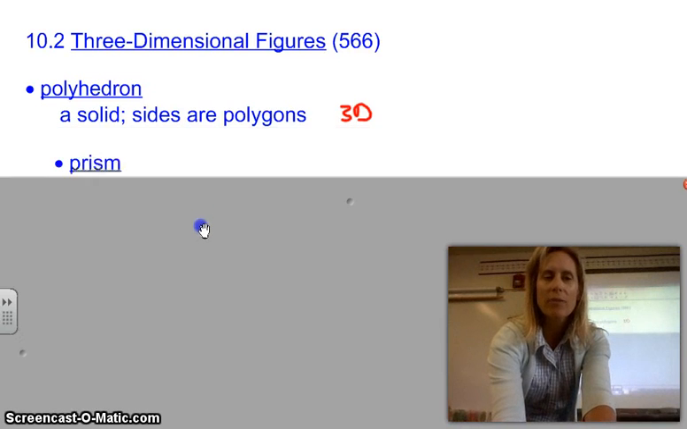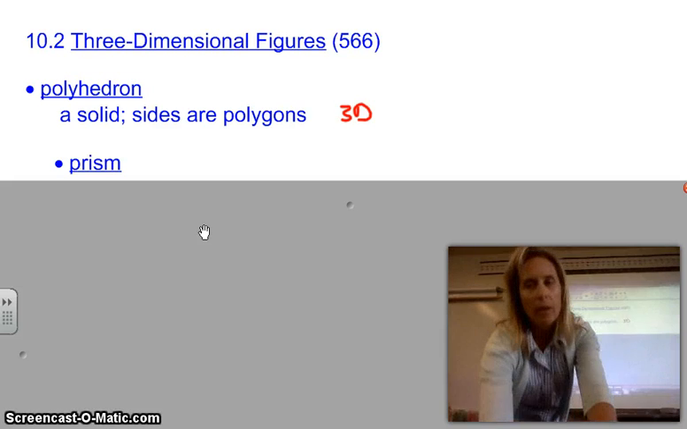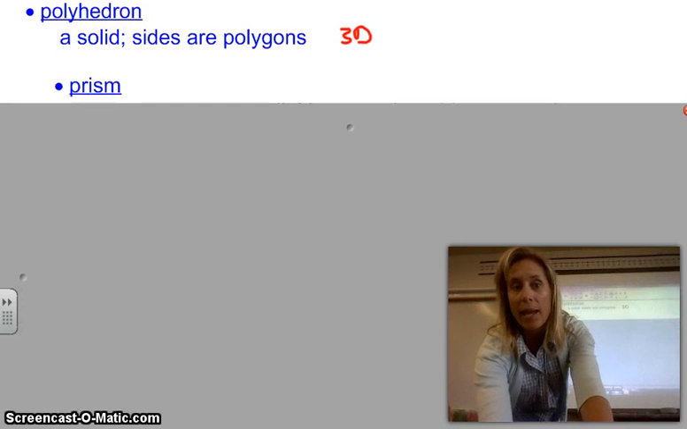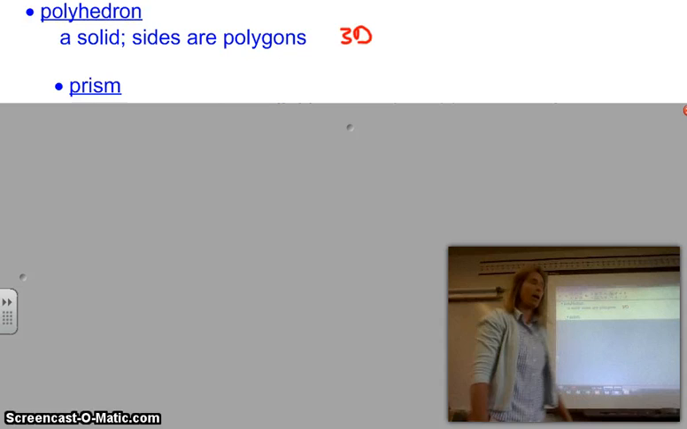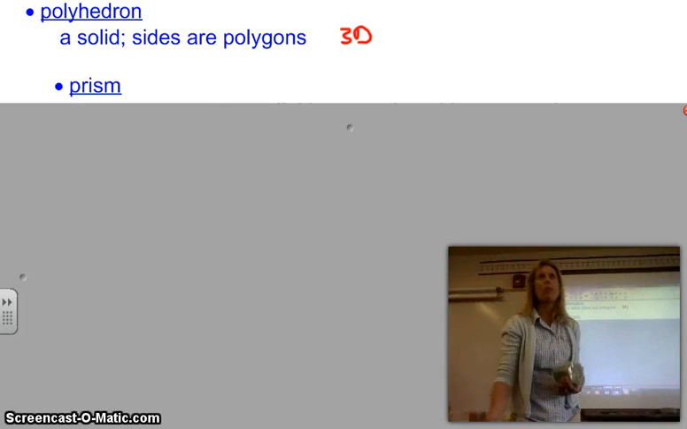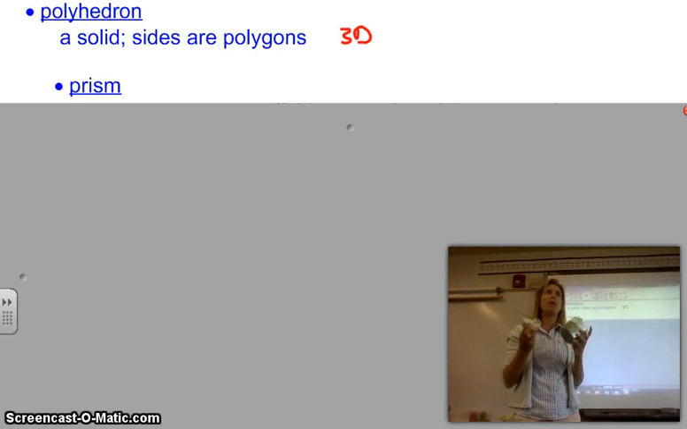We have ways to classify them. One group is known as the prisms. Okay, so we need to figure out how is a prism different from a pyramid. Let me grab two that are similar in some ways, but not exact. One of these is a prism, and one of these is a pyramid.